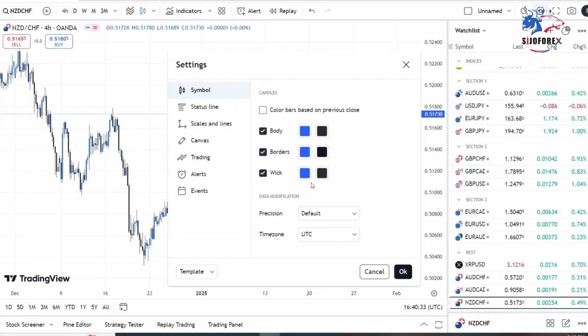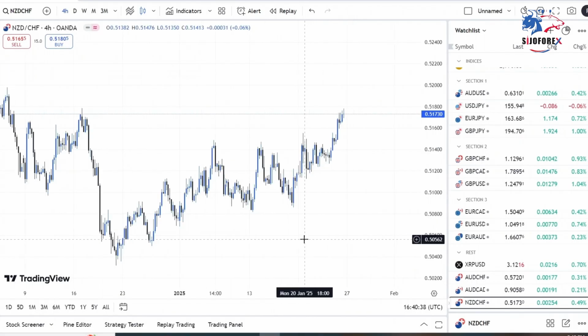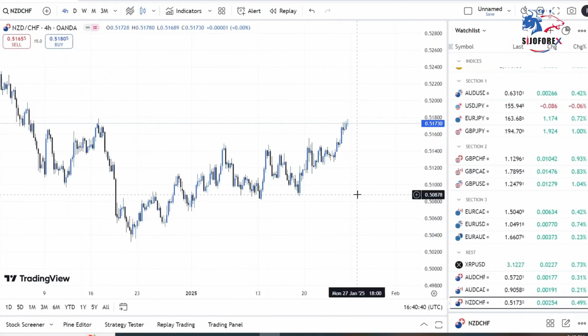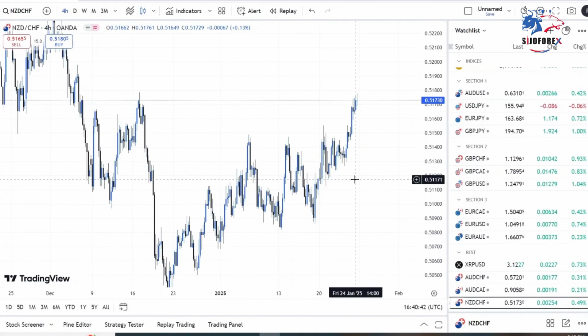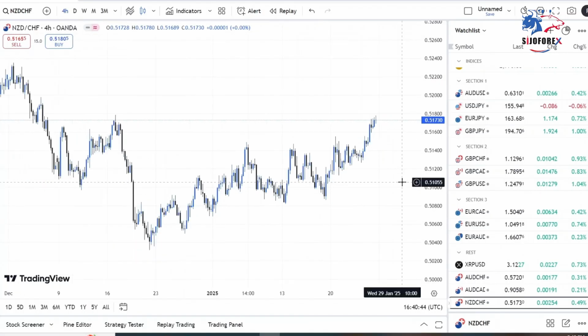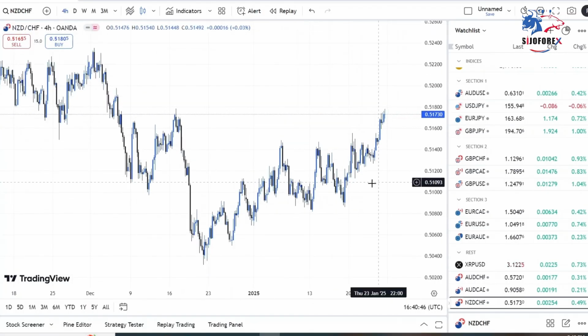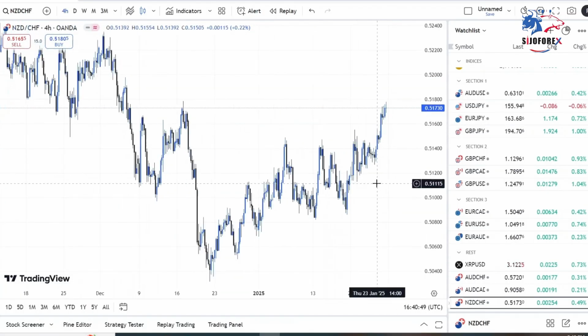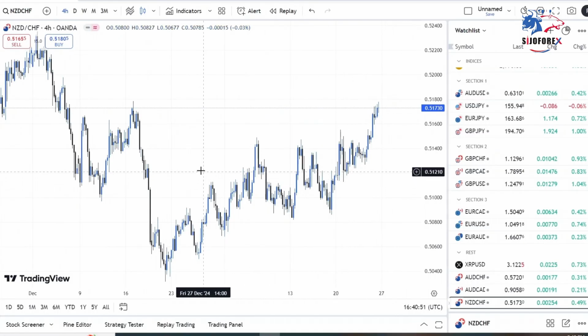Alright, now we are done changing the colors of your candlesticks. So just take a look at these guys. Doesn't it look amazing to you? Yeah, this one looks good.